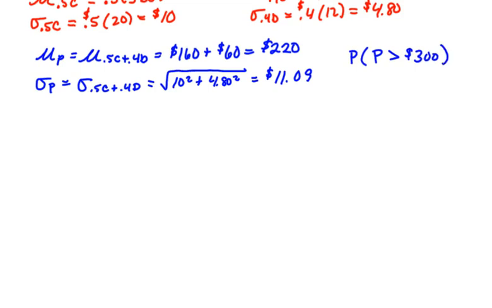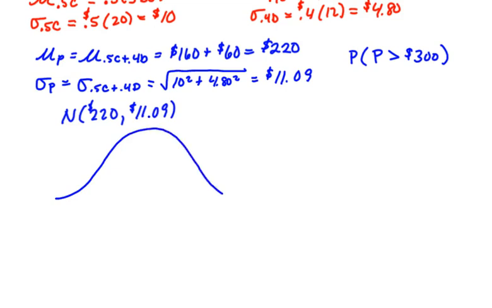Now you might already have an idea about that, but let's draw the model and just kind of think about this. So here's my normal model, mean of $220, standard deviation of $11.09 for the total profit on the coffee and donuts sold in one day. I want to find the probability that P is greater than 300. So let's kind of think about where that would be.